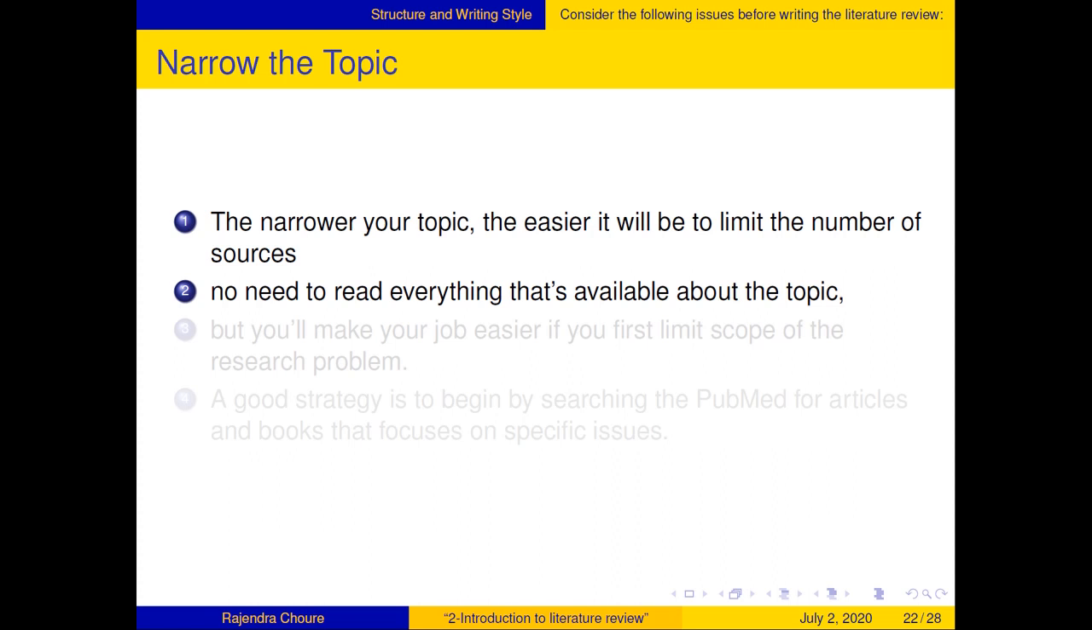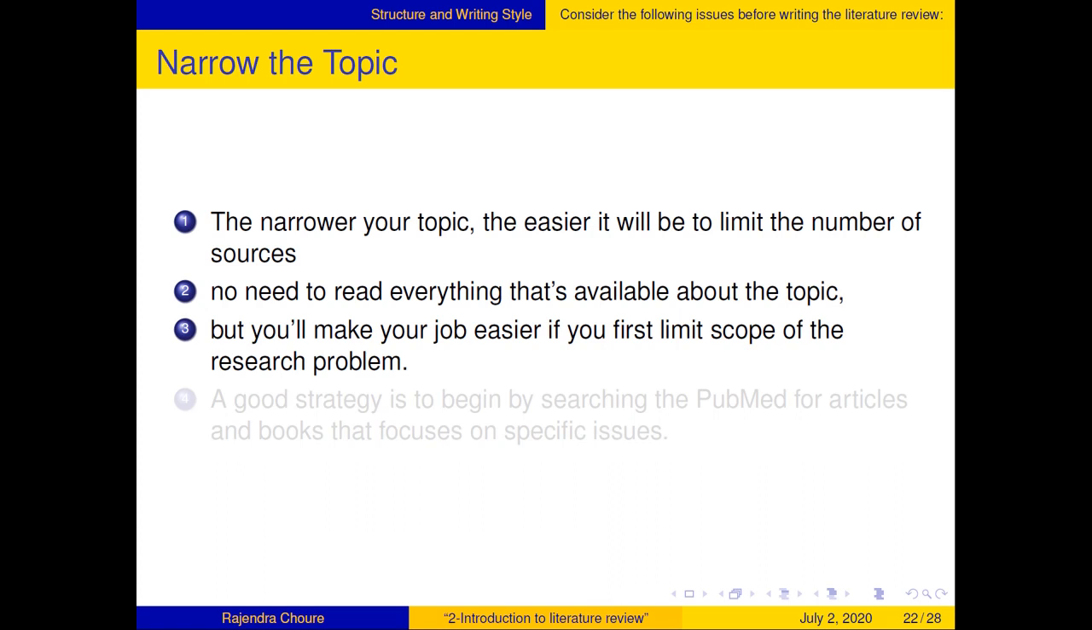Therefore, first go through the titles. Then, if the title is appealing to you, go to the article and read the abstract or the introduction. You can directly go to the discussion also, or you can use the materials and methods to find out whether the article is suitable to be included in your literature review or not. And your job will become very easy if you first limit the scope of the research problem. Your research problem should not be very broad or vague. It should be concisely and precisely defined. If that is done, then your work will be very easy.